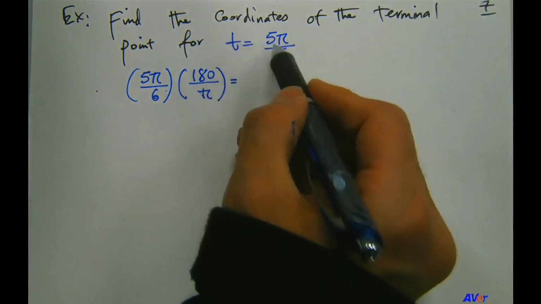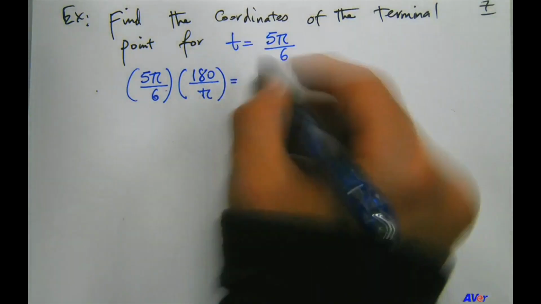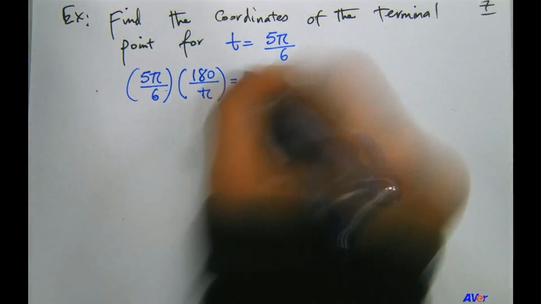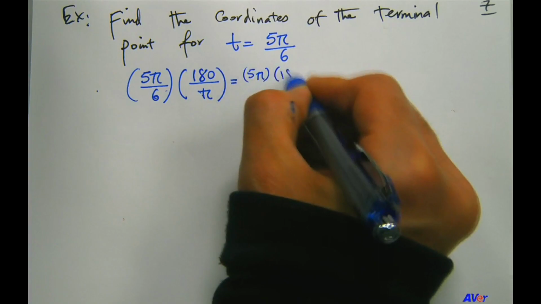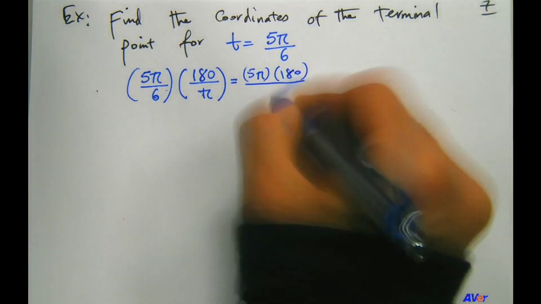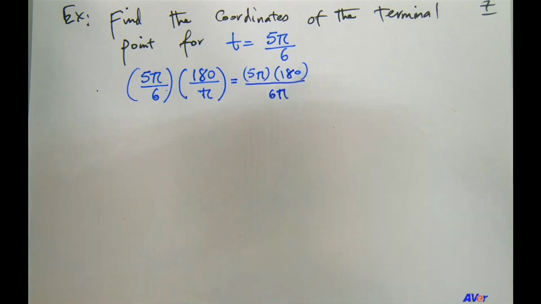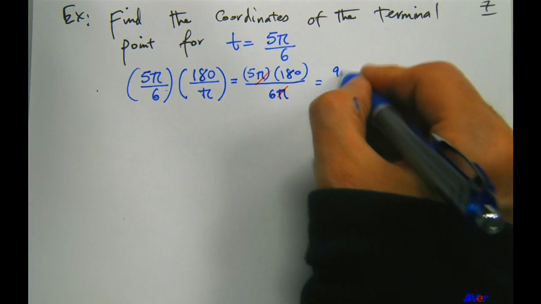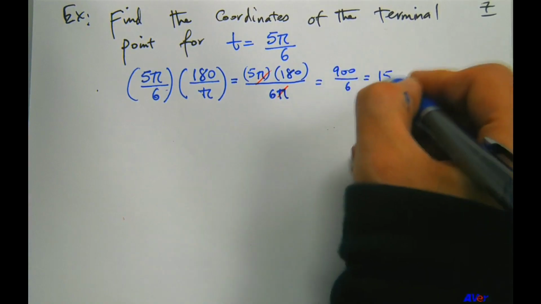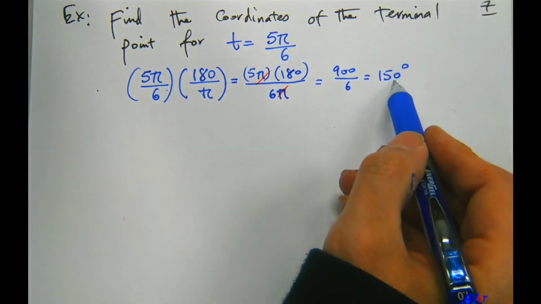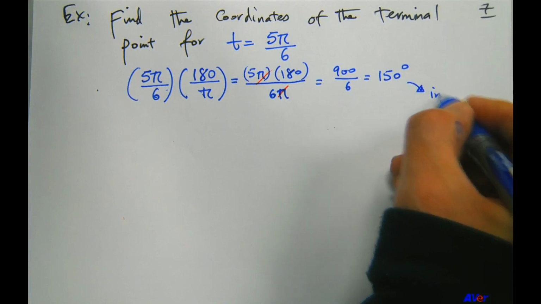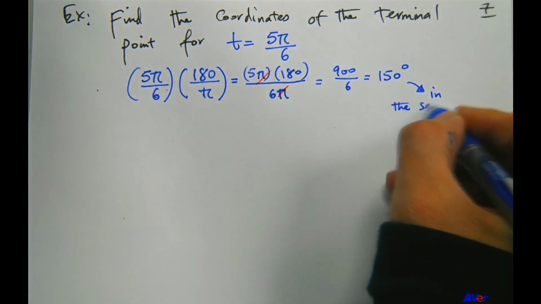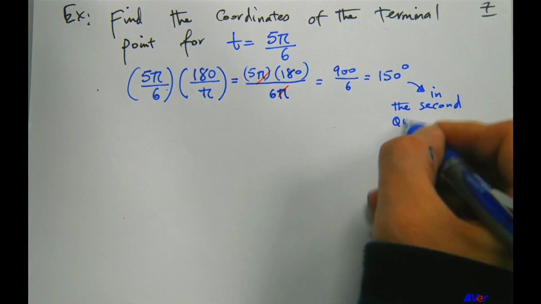Okay, so to convert this from radians to degrees, we will have 5 pi times 180 divided by 6 pi, right? So the pi's cancel out. We end up with 900 divided by 6, which is 150 degrees. Okay, so this is definitely in the second quadrant. So let's write that down. In the second quadrant.